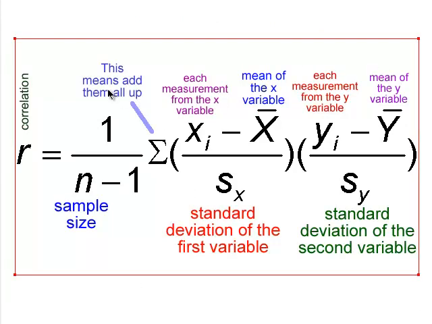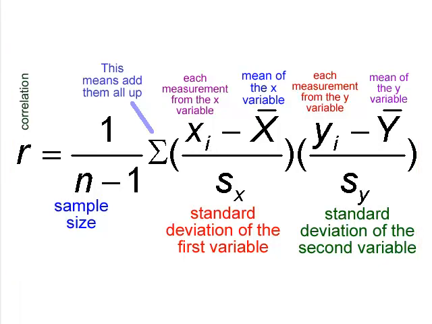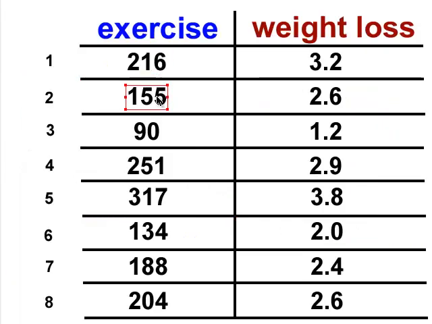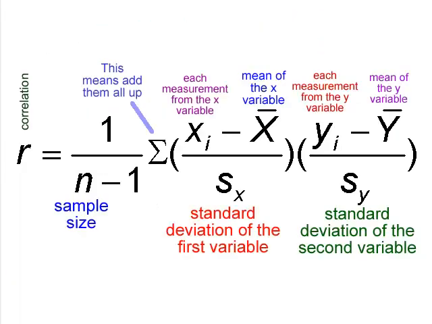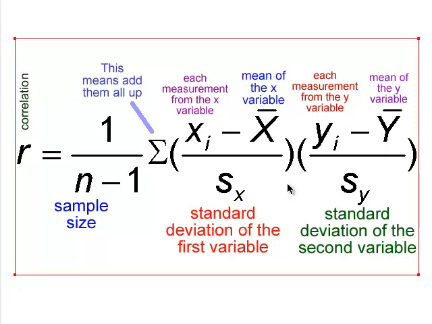There's the actual by-hand formula. This little s sub x is the standard deviation of the first variable. S sub y is the standard deviation of the second variable. The x sub i is each individual piece of data. That's what that means. Okay, we're not going to do this by hand, so don't freak out on me. Y sub i is the same thing, it's each individual y. X bar is the x mean, and y bar is the y mean. And there's r. That is our symbol for the correlation.